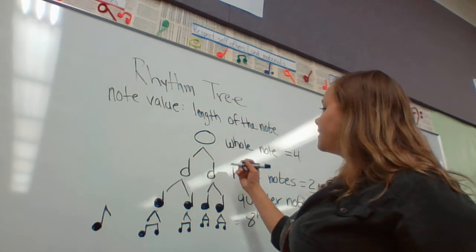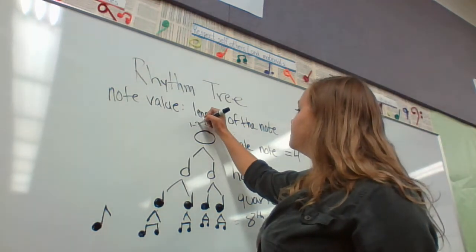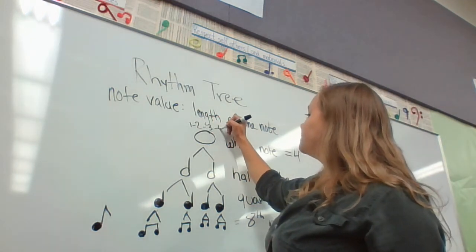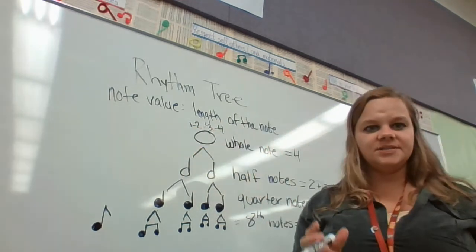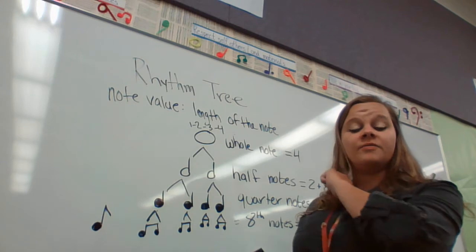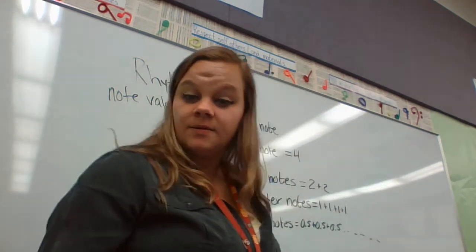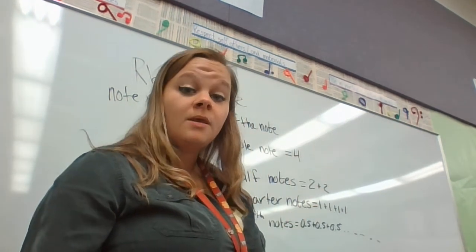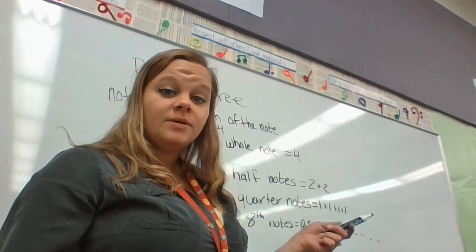So if we start writing in our counts, we have 1, 2, 3, 4. And I always put dashes to mark that those beats are connected. 1, 2, 3, 4. They keep going. It's one sustained sound. 1, 2, 3, 4.